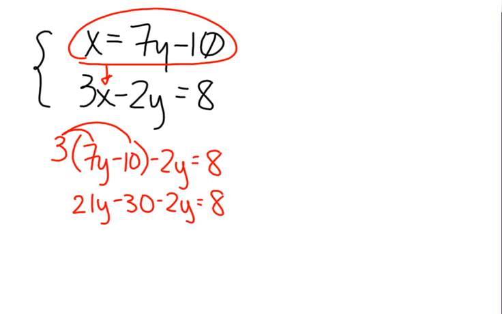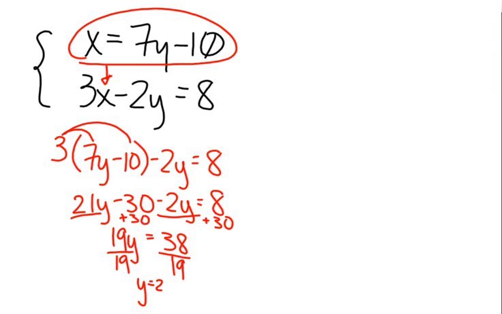So combine my like terms, 21y minus 2y, that's 19y. I can add 30 to both sides. I get 38. Last step, divide. I get y equals 2.